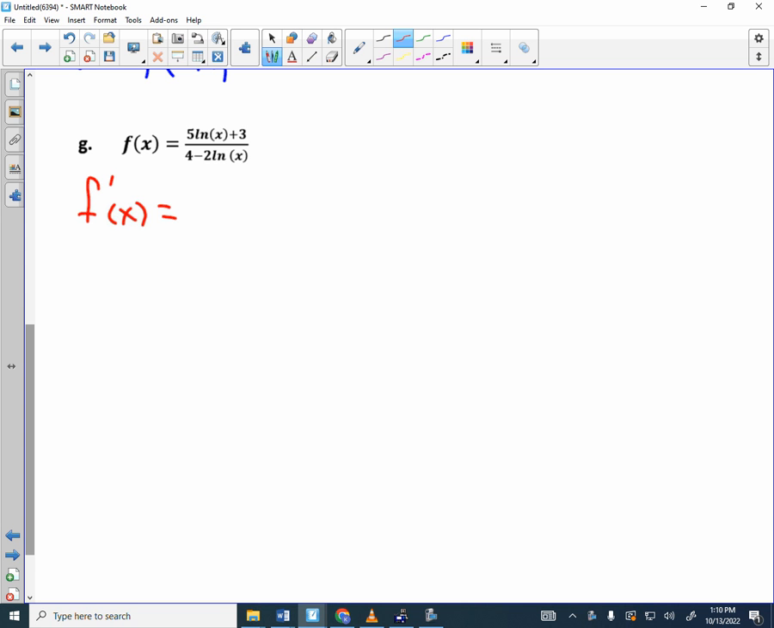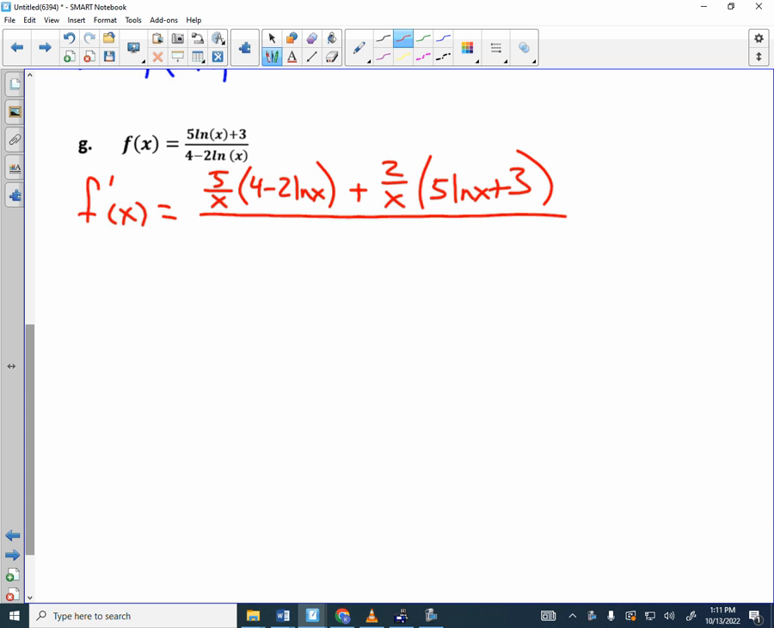What's the derivative of 5 natural log of x? 5 over x. What's the derivative of 3? 0 times the quantity. Good. Minus. Now I'll do the derivative of the bottom. What's the derivative of 4? 0. What's the derivative of negative 2 natural log of x? Negative 2 over x. So it'll be a plus 2 over x times the quantity 5 natural log of x plus 3. And that will all be over 4 minus 2 natural log of x quantity squared.